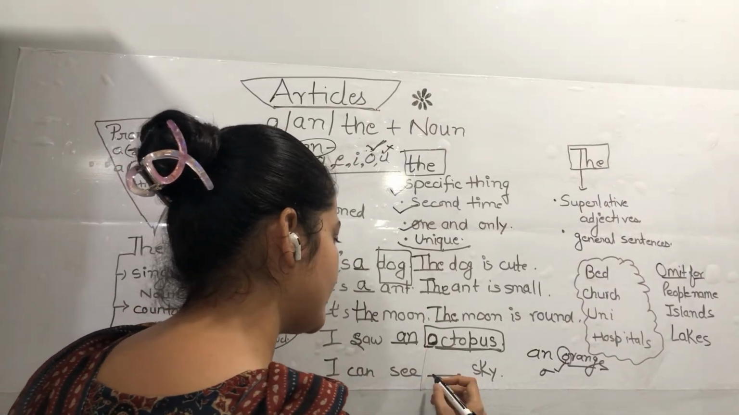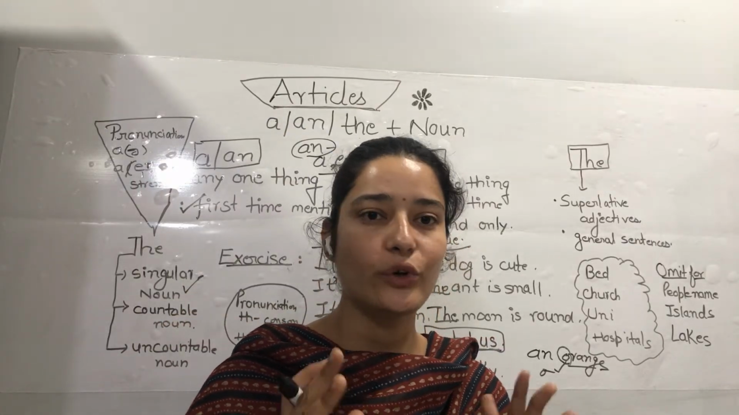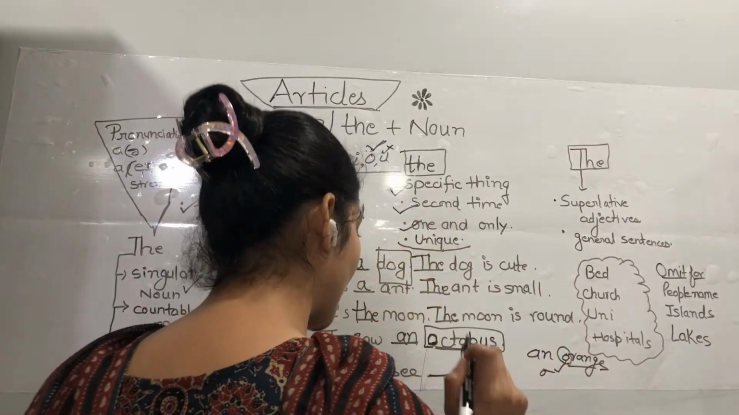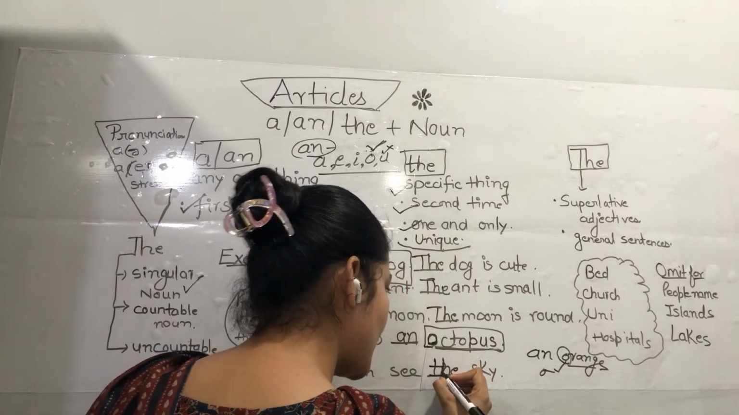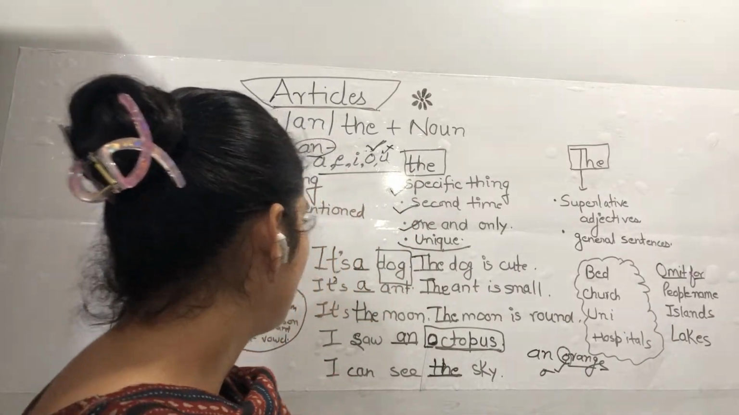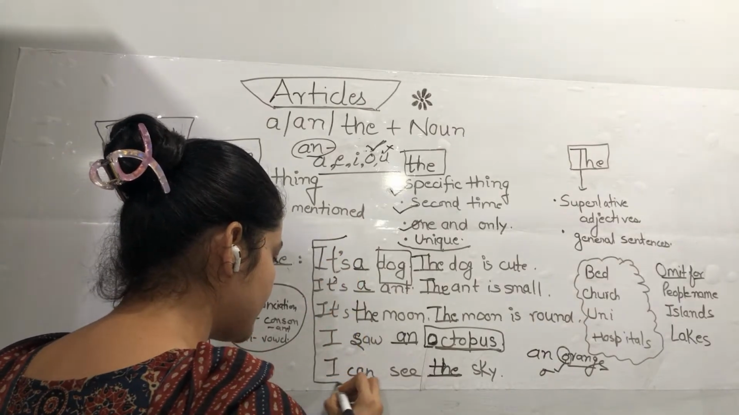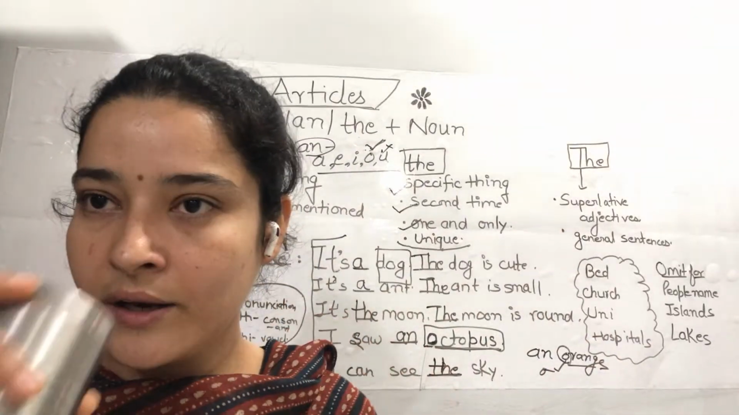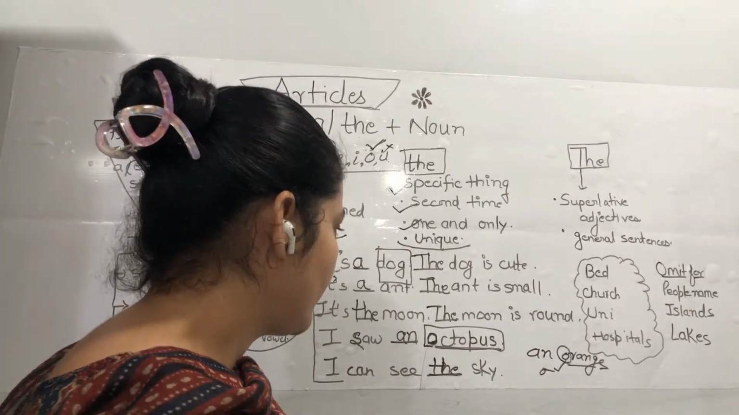I can see dash sky. Now I told you that sky is what? It is unique. Only one sky is there. So due to that one and only one thing, we will use the sky, the moon. Okay. I hope it's very clear with these five sentences that when to use a, when to use an. Okay. And when to use the.